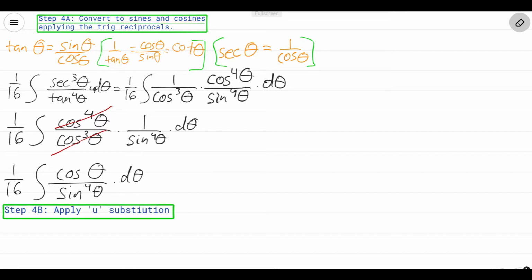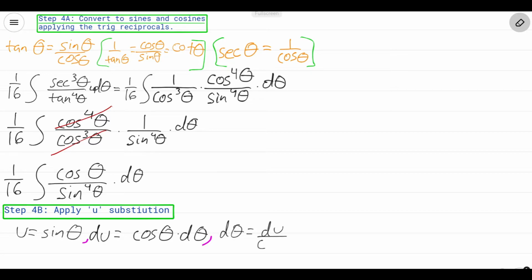So now I'm going to apply u substitution. And of course, the best term to use for u substitution is whichever one has the higher power. So in this case, it's sine. So u is equal to sine theta. Our du is equal to cosine theta times d theta, and our d theta is equal to du divided by cosine theta. I'm going to put brackets around the u and the d theta because those are the ones we're going to end up substituting back into the integral.